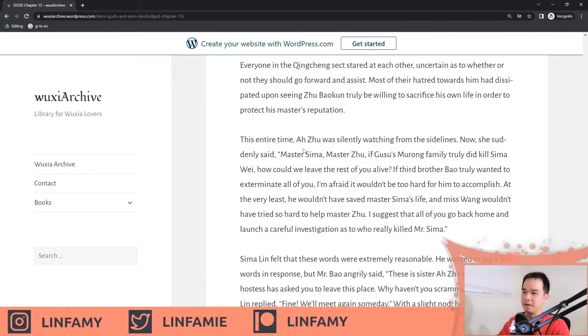Wait, this is Aju talking. "And Miss Wang wouldn't have tried so hard to help Master Ju. I suggest that all of you go back home and launch a careful investigation as to who really killed Mr. Sima."